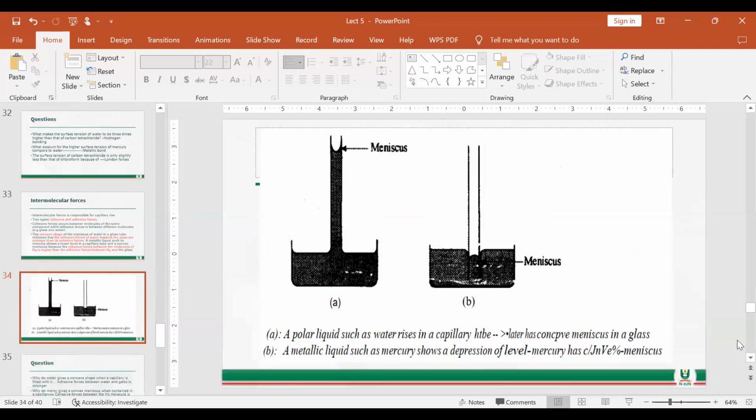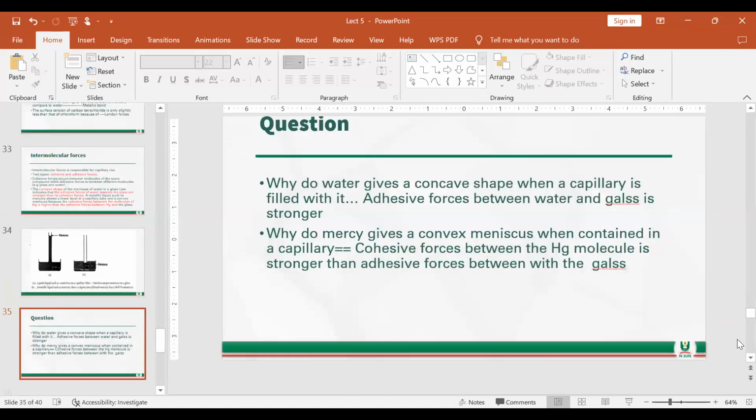So what do you expect? See, this is a meniscus. This meniscus is for a polar liquid such as water. For A, you see that it has a lower one, but mercury has a convex one. You see how the mercury rises here. So the cohesive force of mercury for itself is higher than the adhesive force. But for water, the force between water and glass is stronger. So that's why you see the depression here. So that is how it is.